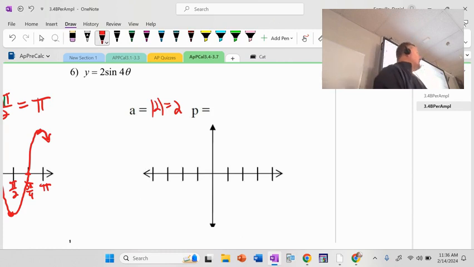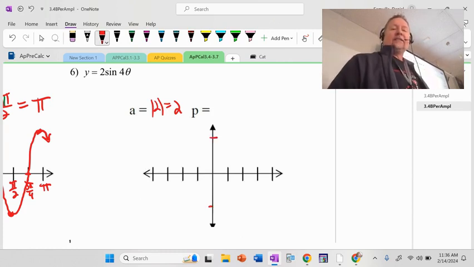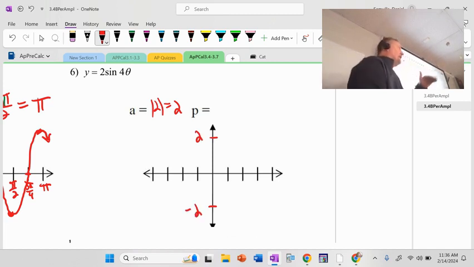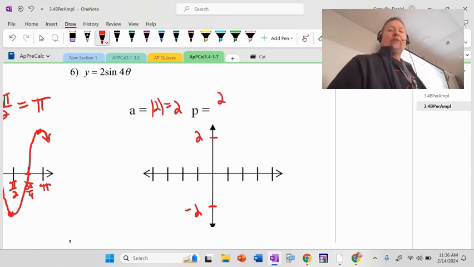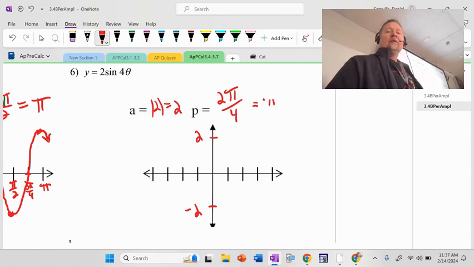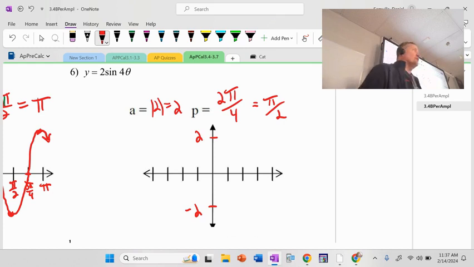Right? 2 is the amplitude. Okay, so that's not as high as the last one, but it is higher than the parent. So it is 2 to -2 instead of 1 to -1. And the period is, what's 2 pi over 4? Pi over 2. 2 goes into 4 twice, 2 on the bottom. Okay, and this is all you got to do.